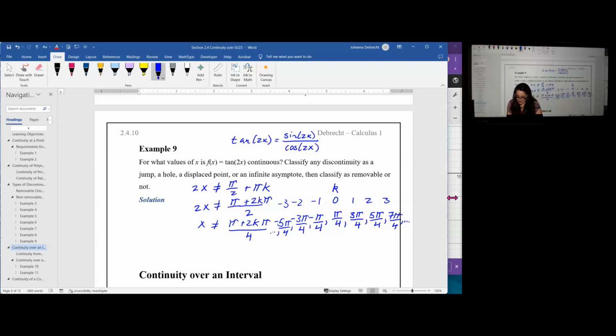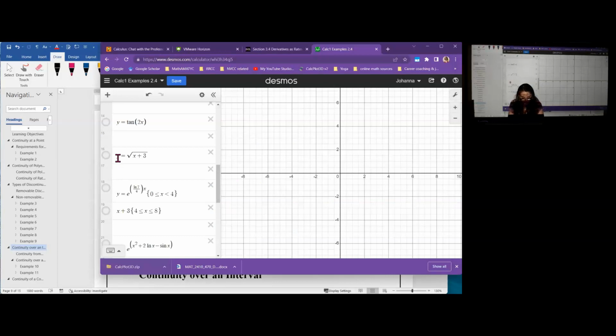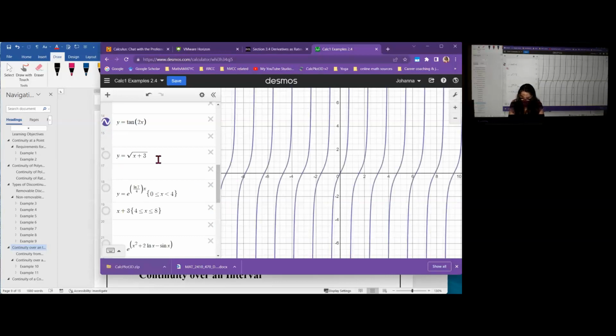Let's now take a look at that particular graph. And you can see that it does have vertical asymptotes very often at the odd multiples of pi over 4.